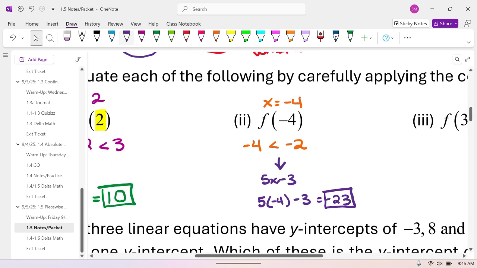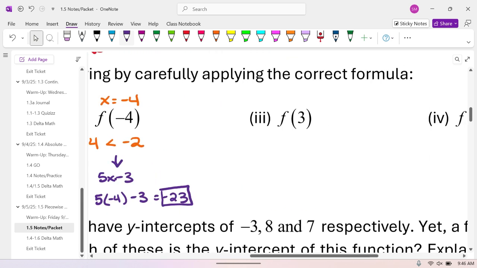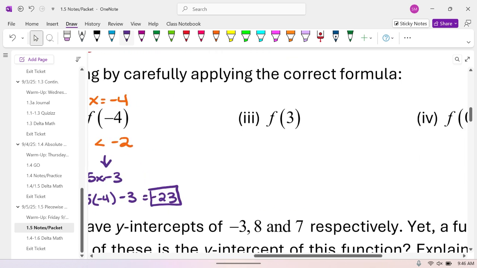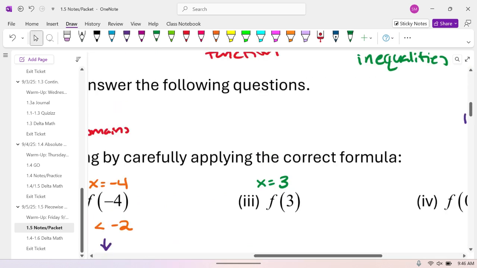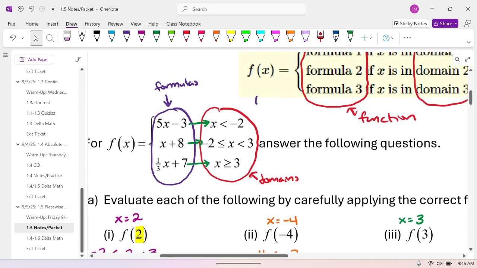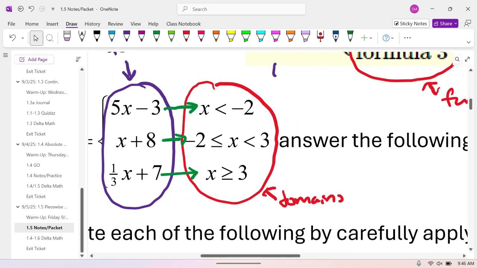All right. Let's do one more together, and then I'll let you guys try the other one. All right. So f of 3, that means I'm looking for when x is what? 3. So let's look at our domains. Now, be careful because if you notice, 2 of our domains do contain a 3 in them. All right? It's all going to depend on the sign. Okay? So first off, is 3 less than negative 2? No. So top one out.